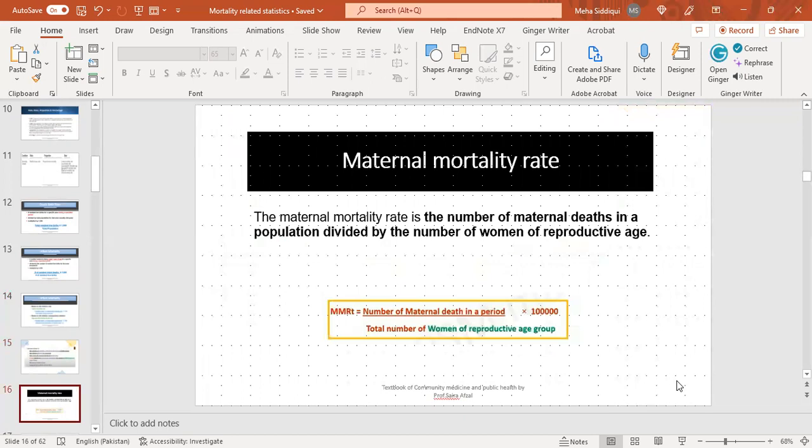Then comes maternal mortality rate. It is the number of maternal deaths in a population divided by the number of women of reproductive age. That is, in the numerator, we have the number of maternal deaths over the total number of women of reproductive age multiplied by 100,000.